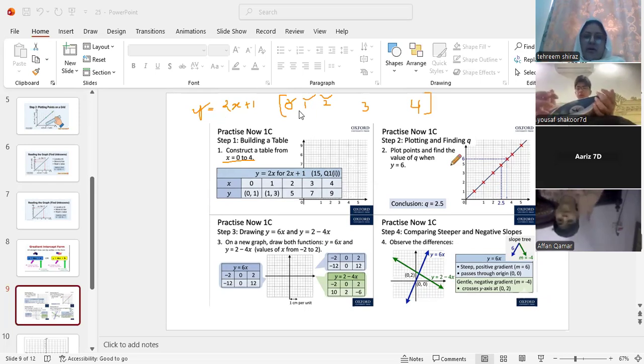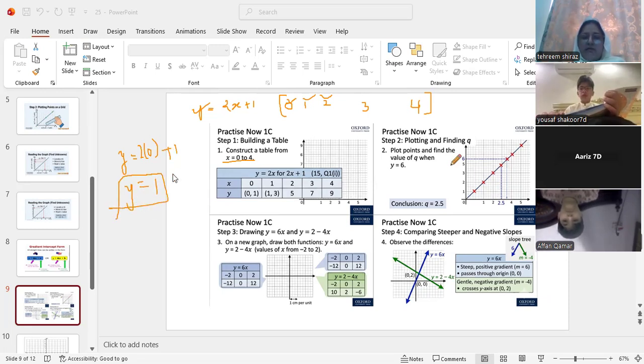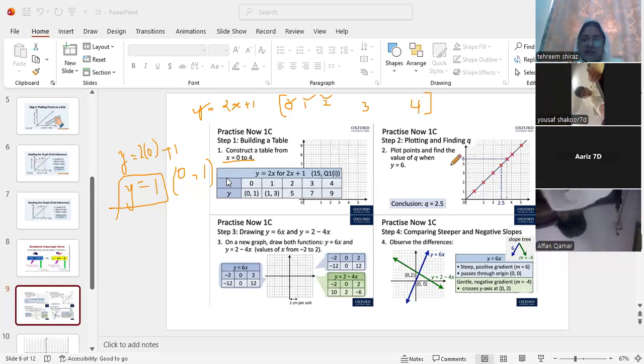Okay. Now, if I take the value of x as 0, what will be the value of y? The value of y will be 1. I have 1 point now. If the value of x was 0, the value of y was 1. Is this clear to everyone? If you have any question, you can raise your hands.